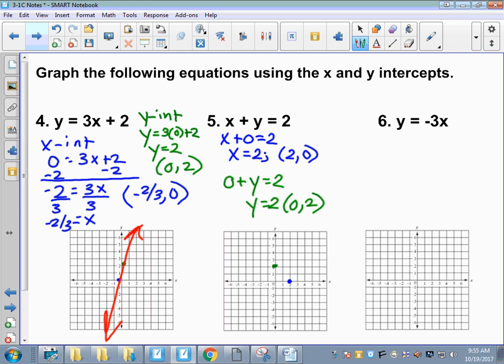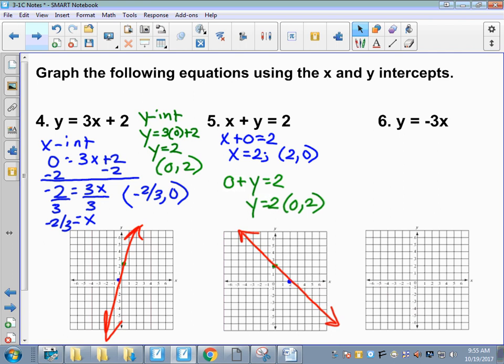And so my x-intercept was a +2. My y-intercept was a +2. That was a lot less work than number 4. It happens that way sometimes. Sometimes you've got to show a lot of work, and sometimes it's pretty simple. And so I connect and extend, putting arrows on each end to say forever and ever.